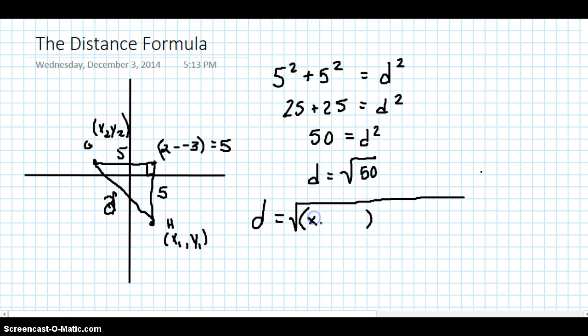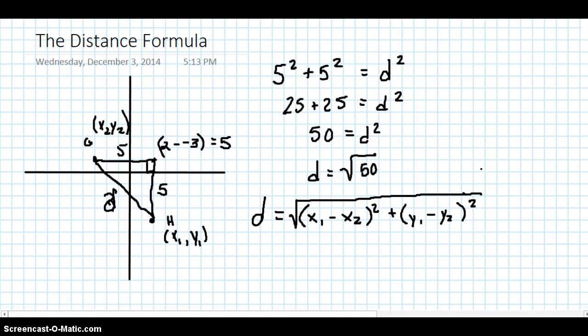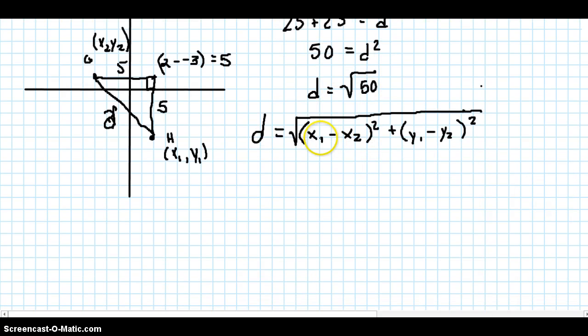So I can take x1 minus x2, square it. And then I'm going to add that to my other side squared. My other side squared, I took the difference between y1 and y2. So as long as you keep those 1s and 2s consistent, you can flip them around. If you put 1 first in this one, you have to put 1 first in this one. If you put 2 first in this one, you have to put 2 first in the other one.